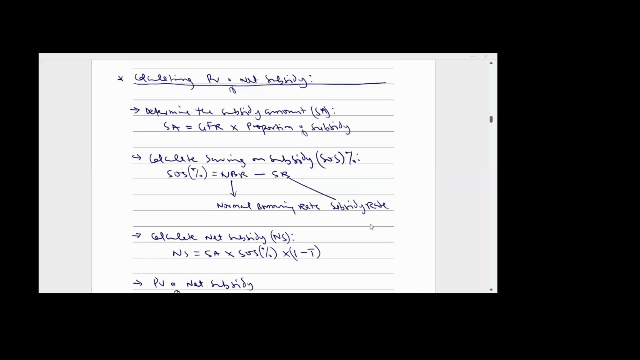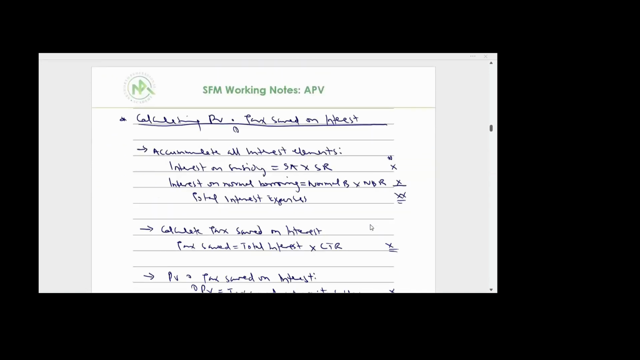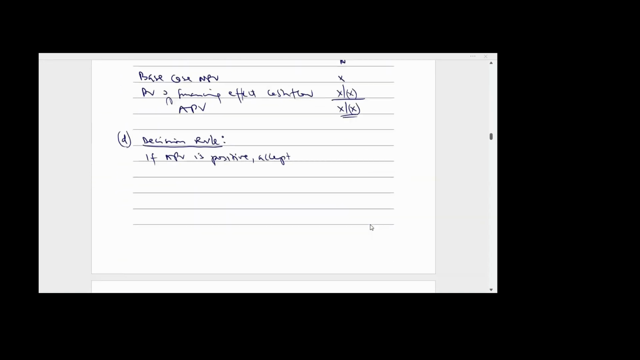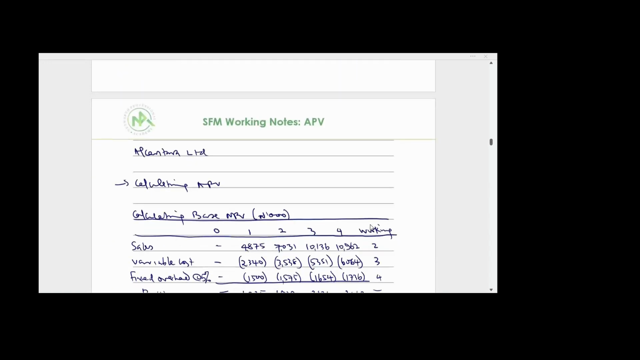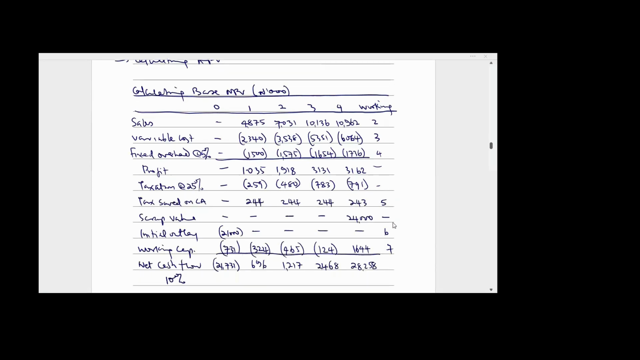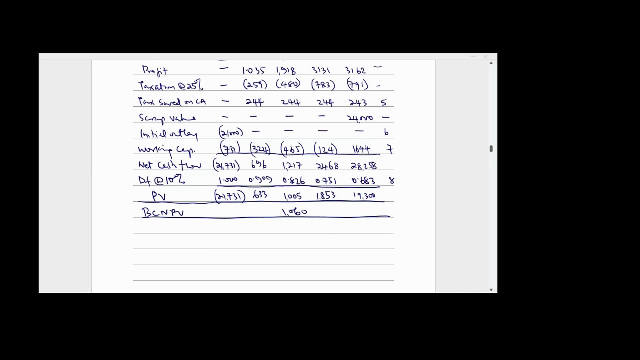Let me know if you can see the notes. Can you see the notes? Yes, I can see, sir. All right. Prosper, you're welcome. Thank you, sir. So this is what we got last time when we solved the base case NPV.